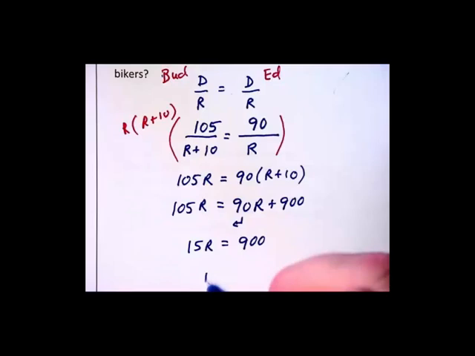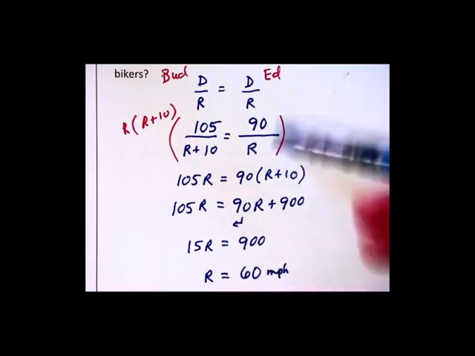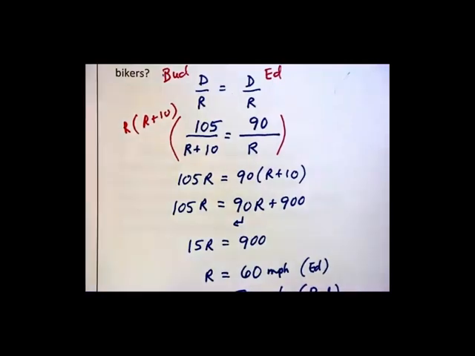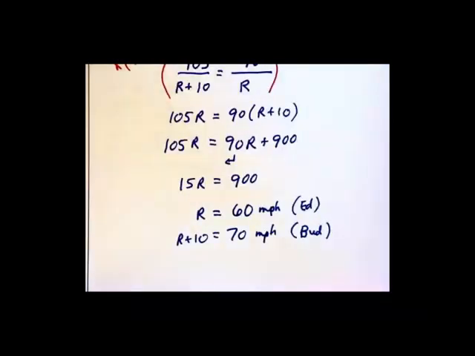And it looks like r is going to be 60, and we're dealing with miles per hour. R is in Ed's fraction, and that would mean adding 10, r plus 10, we get 70 miles per hour, and that will be Bud's speed. I probably should show you the whole thing. Bud's speed right there.